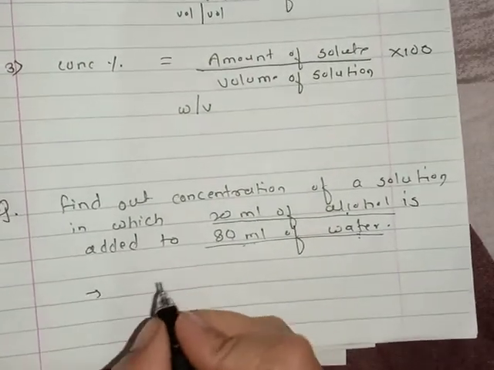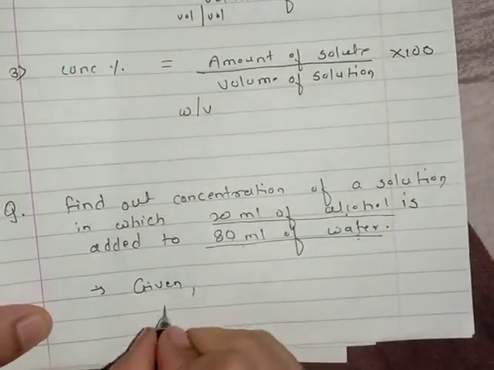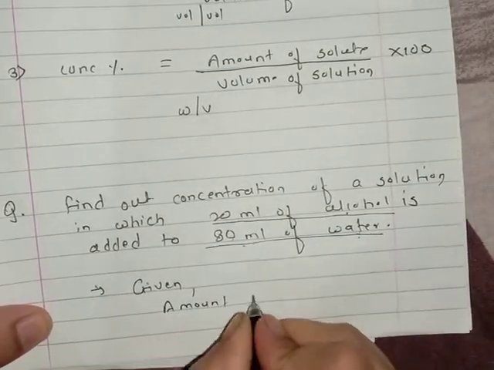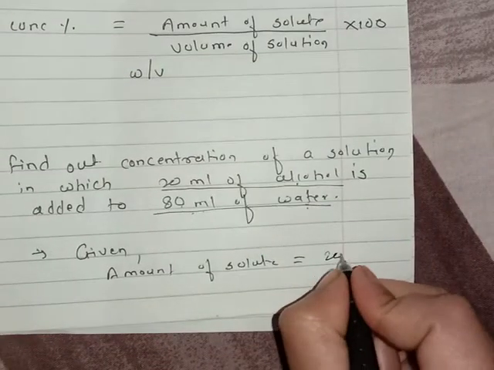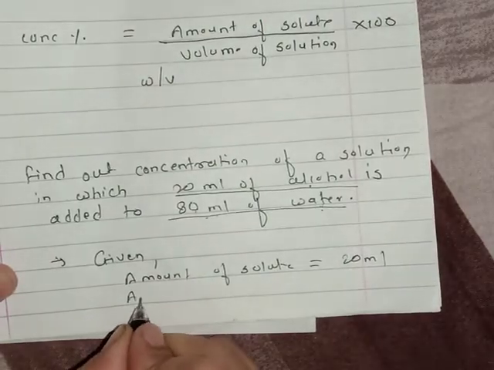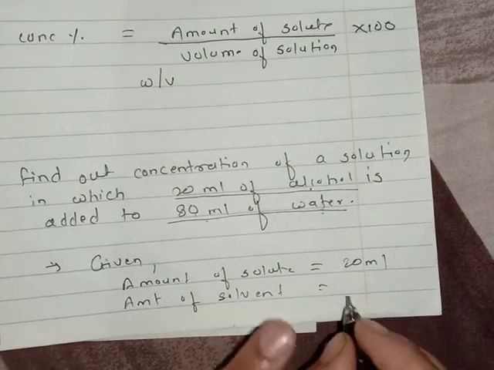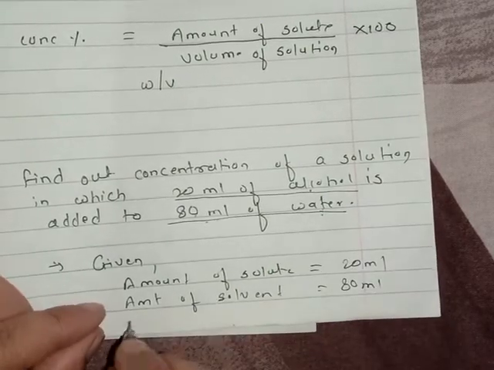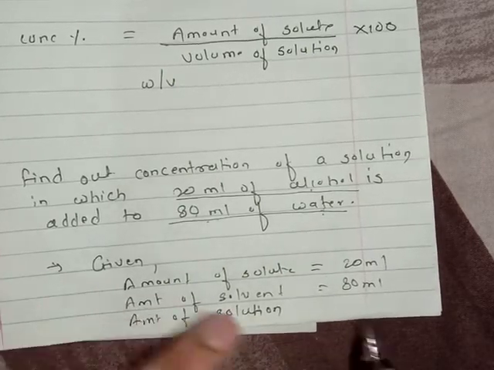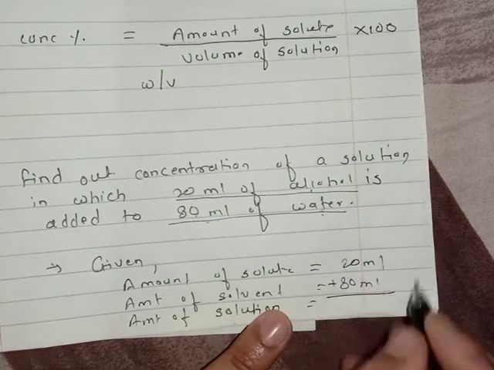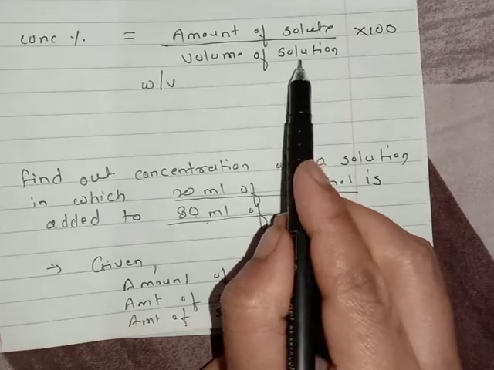So first of all let us write the given. What is given? Amount of solute. How much is it? It is 20 ml. Amount of solvent. What is that? It's 80 ml children. So amount of solution, that will be, take the addition of these, it will form 100 ml. So our solution is 100 ml.